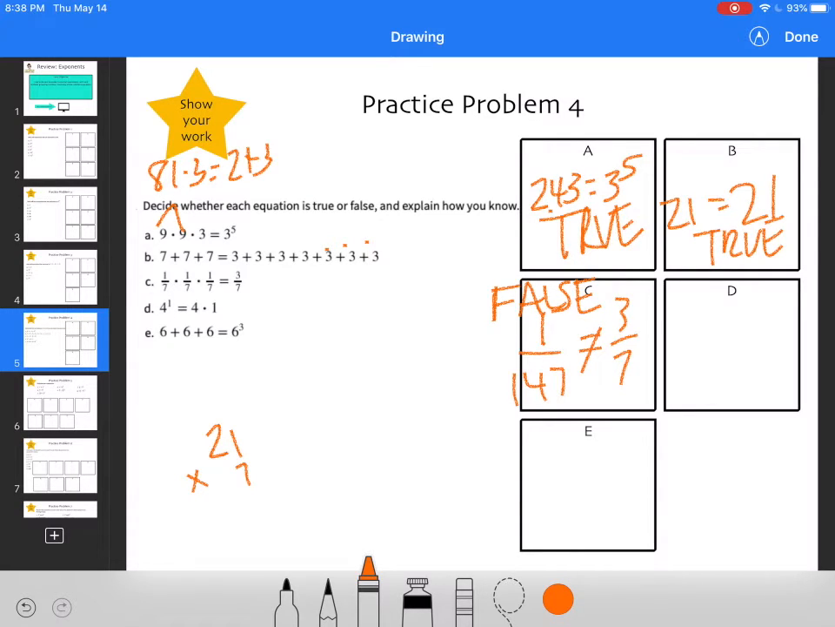Then 4 to the first power means just 4. Is that equal to 4 times 1, which is 4? So that's true.